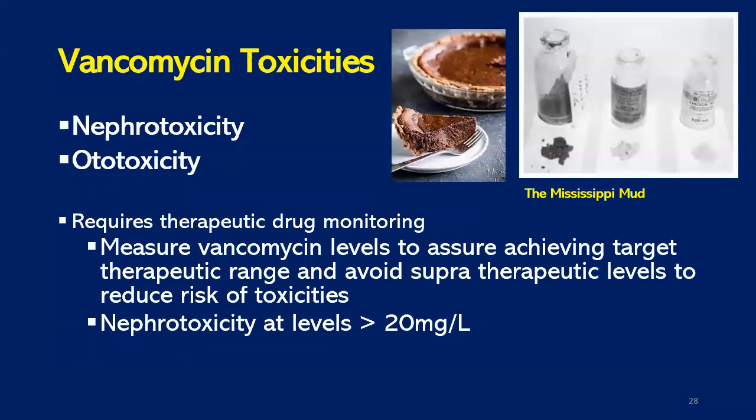Now, that's what we call the Mississippi mud. It's well known, especially to those who live in the States, that Mississippi mud is a type of dessert with a brown color. And initially, vancomycin, when it was introduced, shared the same color as Mississippi mud. It was brown, because of many impurities. And for that, vancomycin had initially, in the 1950s, this bad reputation because of the association with nephrotoxicity and ototoxicity.